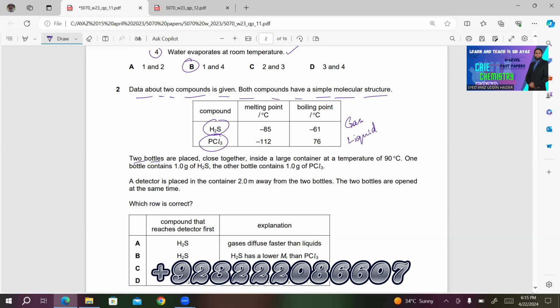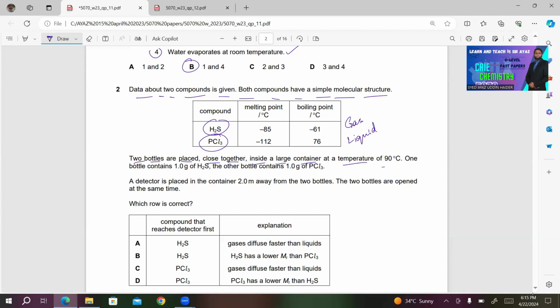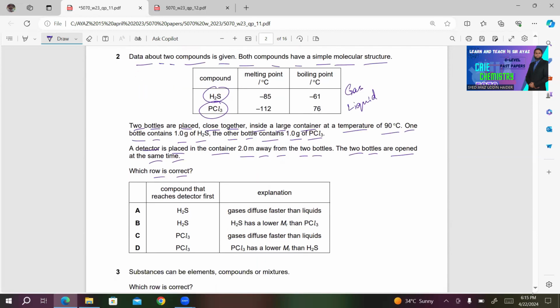2 bottles are placed close together inside a large container at a temperature of 90 degrees centigrade. One bottle contains 1 gram of H2S. The other bottle contains 1 gram of PCl3. A detector is placed in the container 2 meters away from the 2 bottles. The 2 bottles are opened at the same time. Which row is correct? Compound that reaches detector first. First of all, we have to decide which of these will reach the detector first.